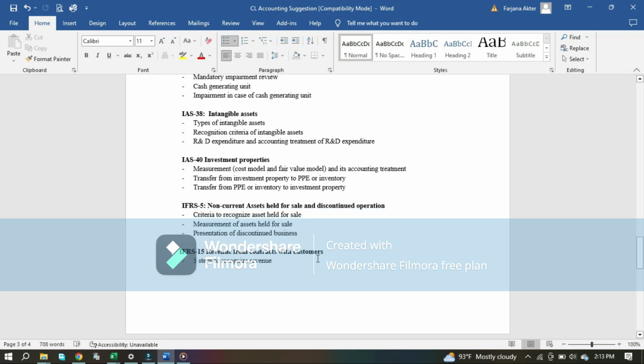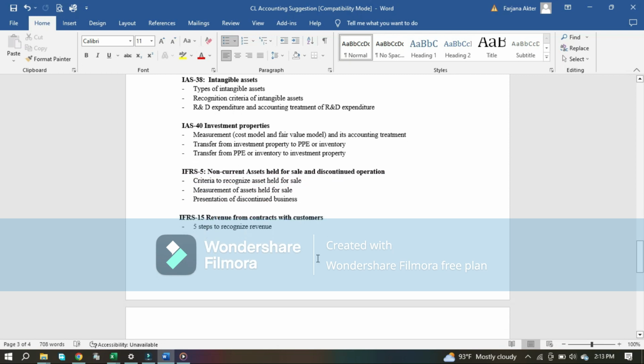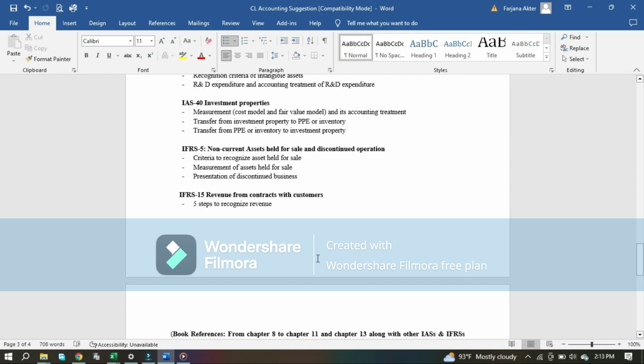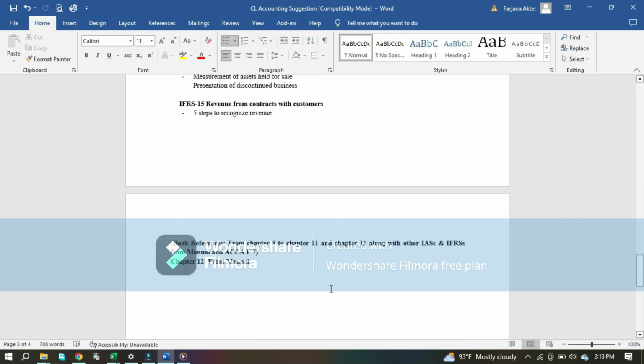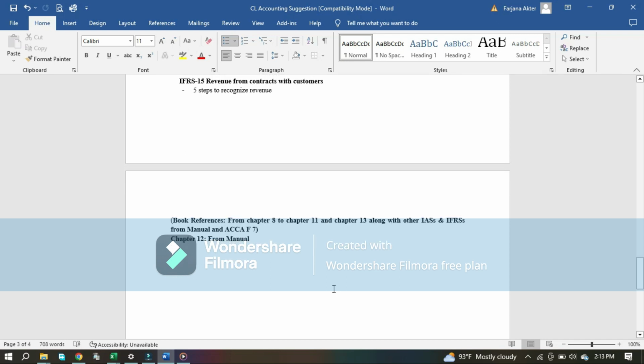IFRS 5, Non-current assets held for sale and discontinued operation. Criteria to recognize asset held for sale. Measurement of assets held for sale. Presentation of discontinued business. IFRS 15, Revenue from contracts with customers. 5 steps to recognize revenue.